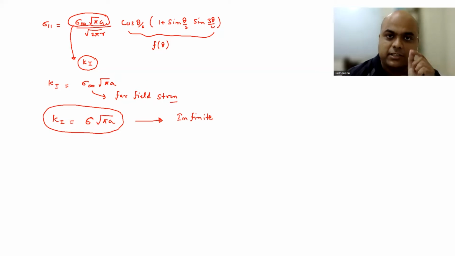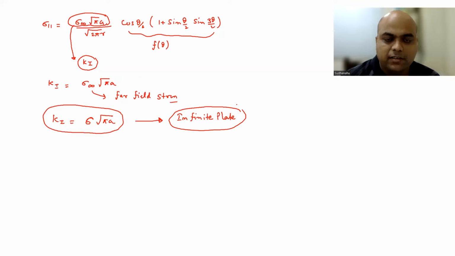The whole derivation was made for an infinite plate. So your crack dimension is much smaller than the dimension of the plate. We had discussed this. So now what happens when the plate width is finite? What happens to the value of K1? Let's talk about that now.